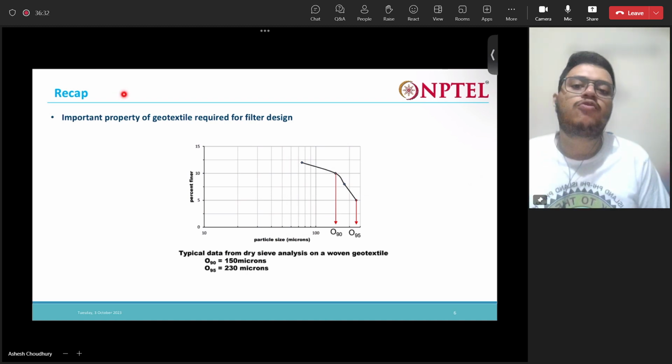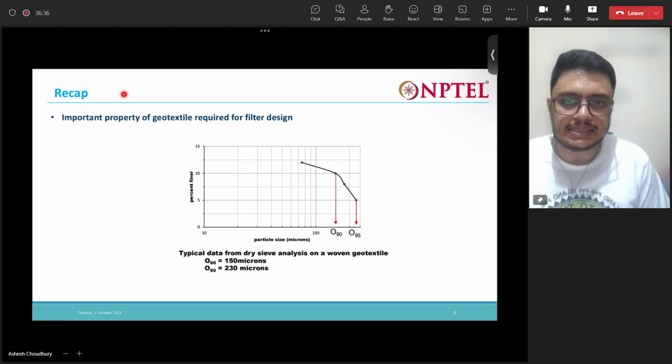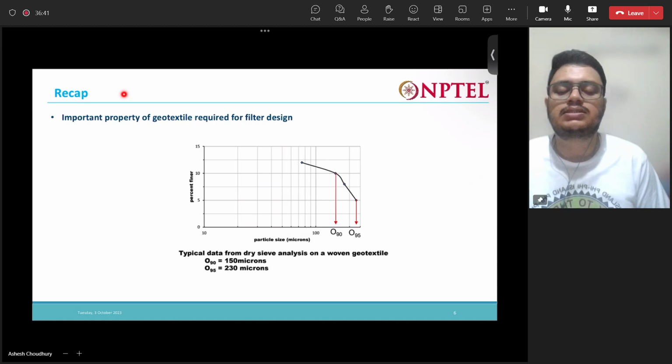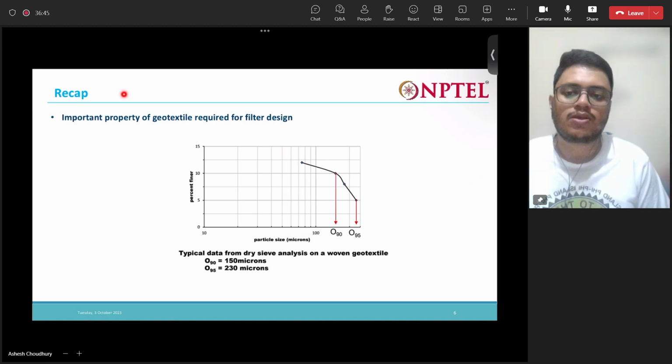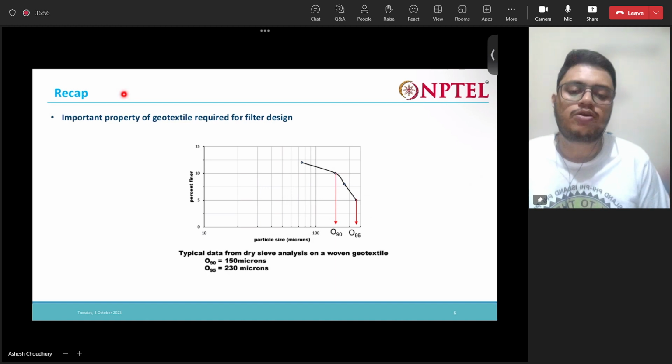Generally, for filtration uses, geotextiles are generally used. Geotextiles are the most commonly used geosynthetic material for filtration, to be designed as and used as a filter. So generally, geotextiles are used for filters.